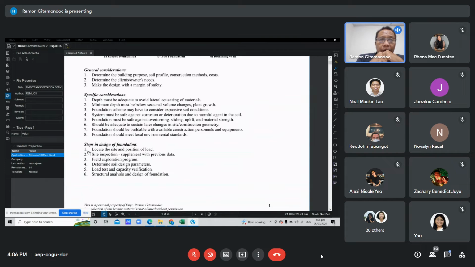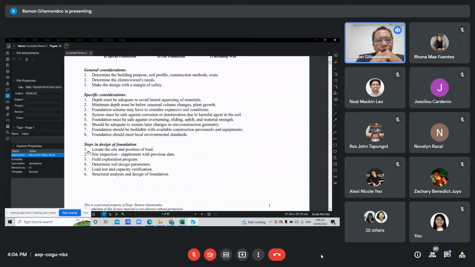So for example, the allowable bearing capacity is obtained by dividing the ultimate bearing capacity by a factor of safety, which is usually, some will use 2, 2.5, 3, 4. So depending on the importance of the building which is to be supported by the foundation.